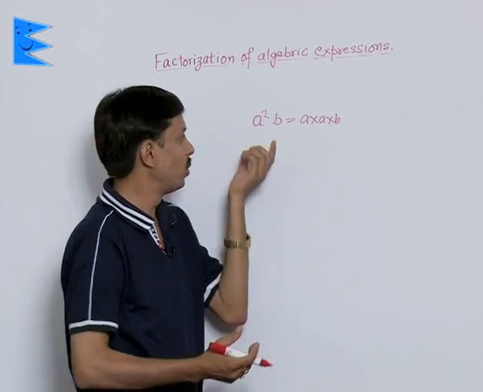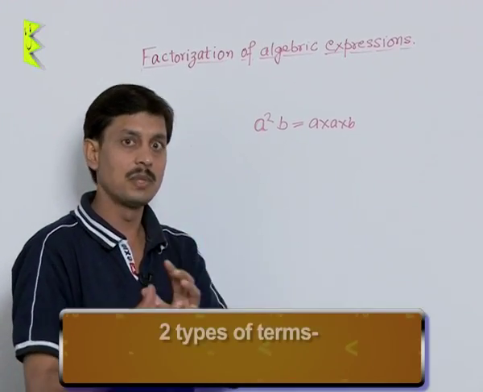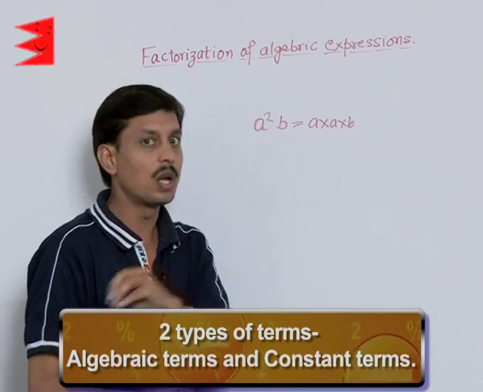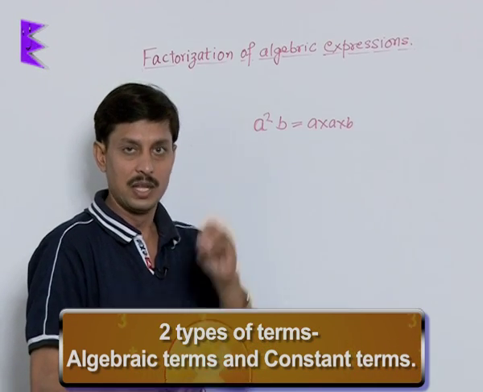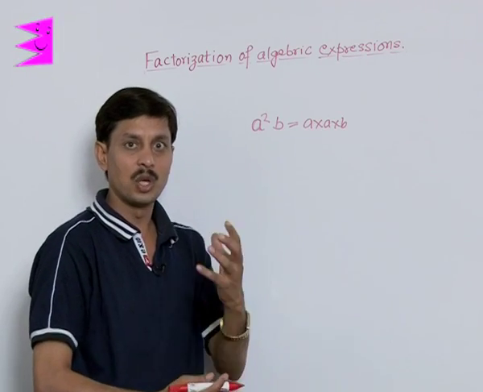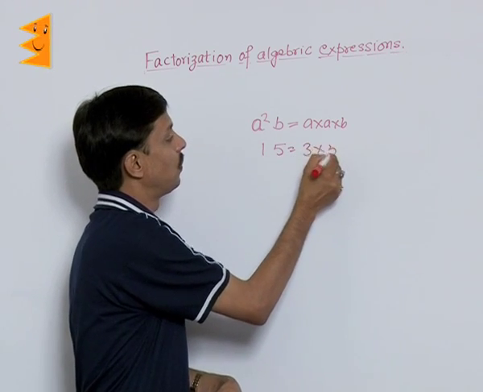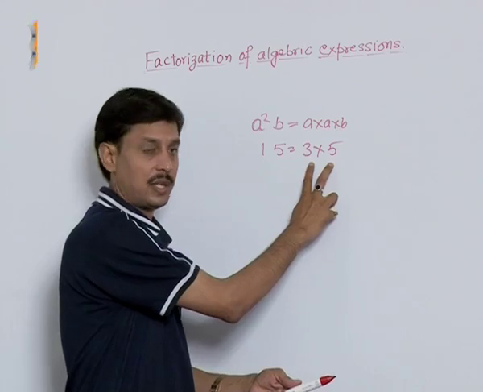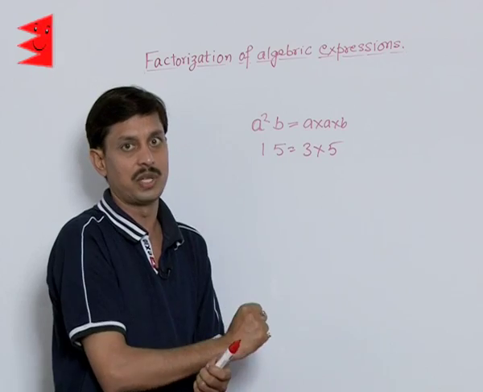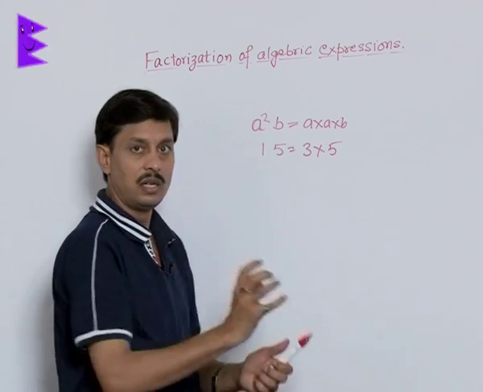This is the decomposition of the term a square b. As I have used the word term, you must know what a term is. Terms are of two types: algebraic terms, and terms which do not involve any variable, known as constant terms. Decomposition of numbers can be like this: 15 is equal to 3 into 5. So this is also factorization. 15 is a constant term, and a square b is not a constant term because it involves variables. Variables are a and b.